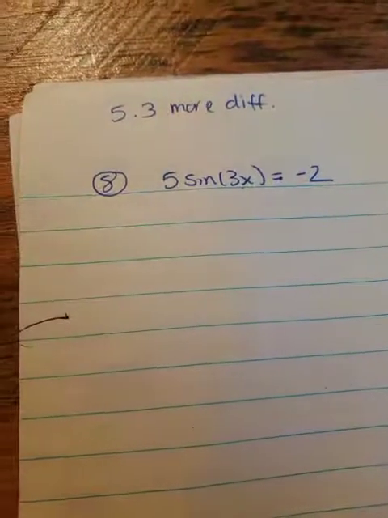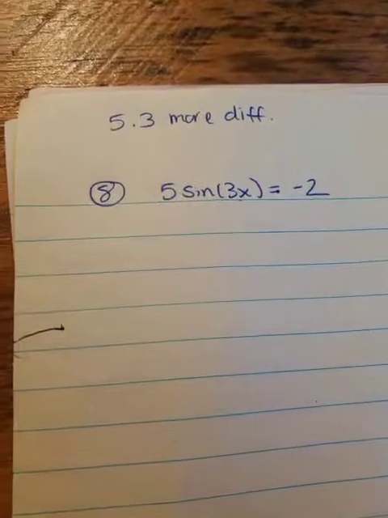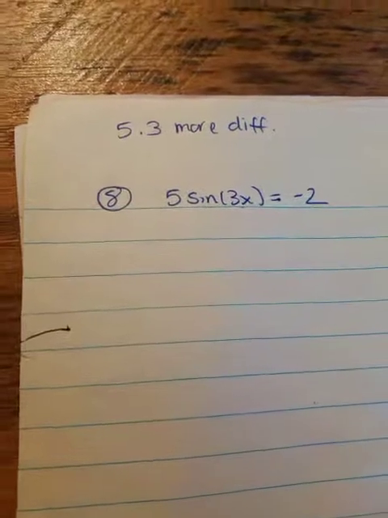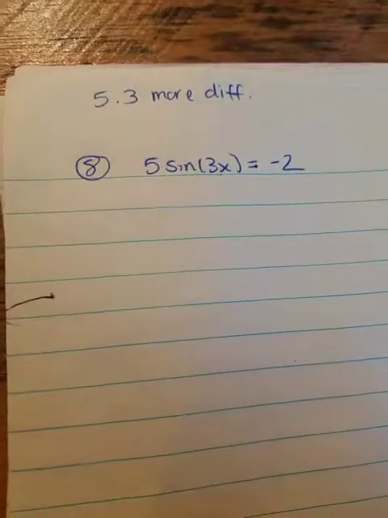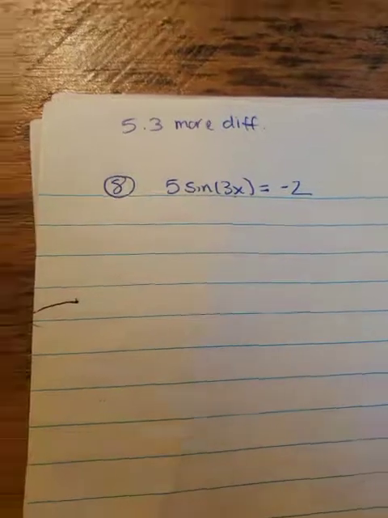Good morning. Doing two problems from your 5.3 more difficult worksheet. Here is the first one I decided to do because usually people have problems with this one. So you have 5 sine of 3x equals negative 2. So we would have sine of 3x equals negative 2/5 when you divide by 5.